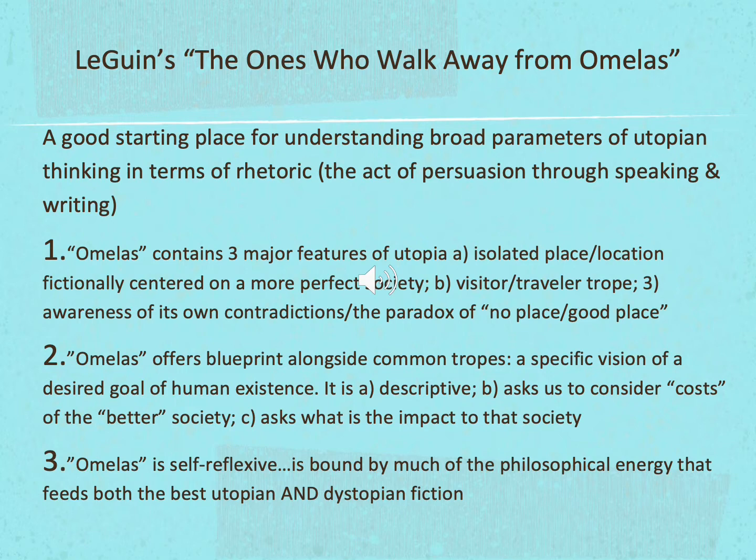Ursula K. Le Guin's The Ones Who Walk Away from Omelas is a utopia whose prosperity depends on the perpetual misery of one child. It's a great place for the contemporary reader especially to begin to unpack the philosophical energy that feeds utopian as well as dystopian fiction. And this is because it does a great job of providing both a classic blueprint and a kind of postmodern meditation on the costs or the impacts of alternatives to building better societies. In this way, utopias really help us understand who we are and what we value as a society.